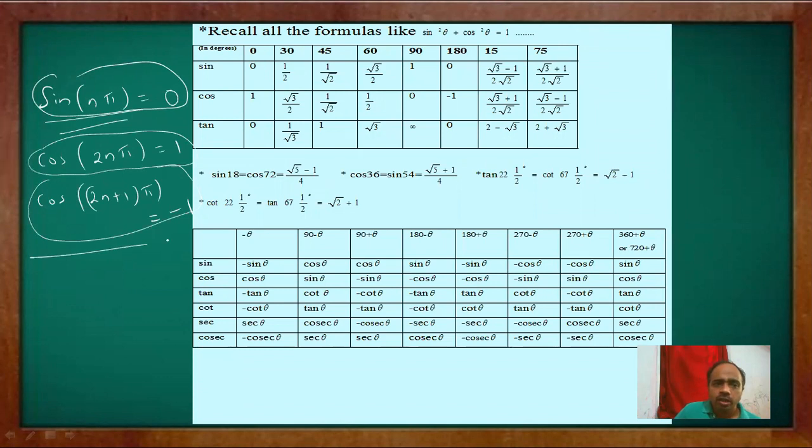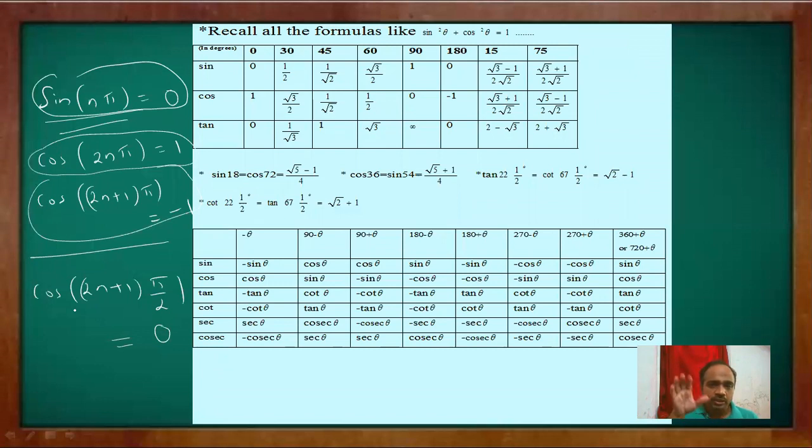Correct? And similarly, cos of odd multiple of pi by 2. Cos of 2n plus 1 into pi by 2. Cos pi by 2, cos 3 pi by 2. It is always 0. So such standard values you have to remember. This is the standard angle table. Some general values also are written in the margin.